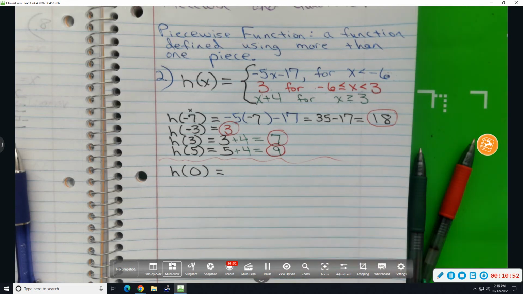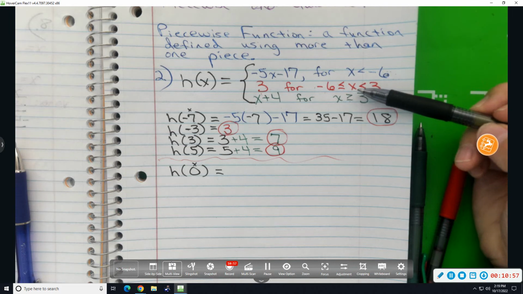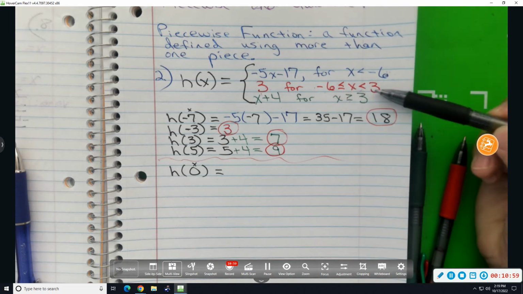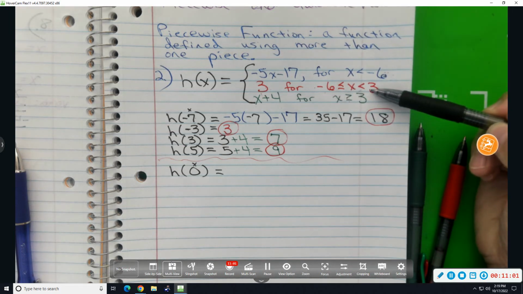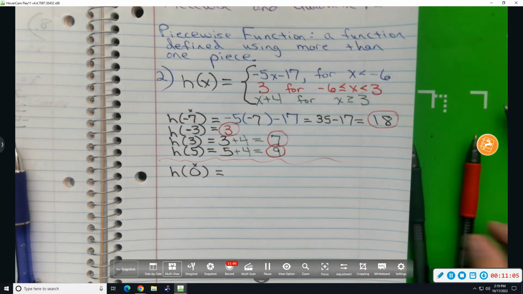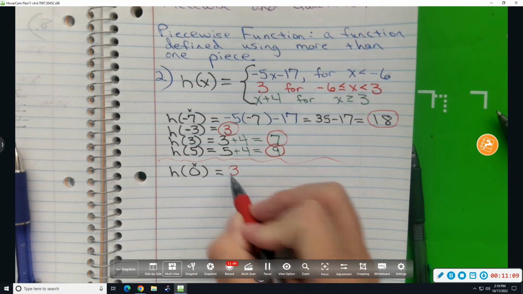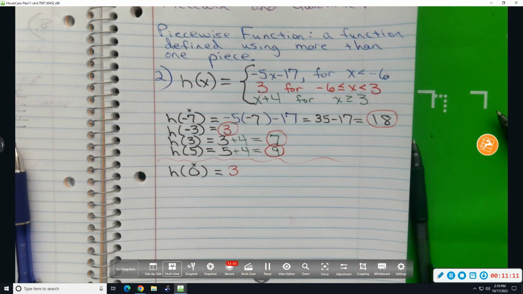How do you decide? I think you're going to use the second one. 0 is between negative 6 and positive 3, so what's the y value going to be here? 3, okay. What about, I'll make up one more.